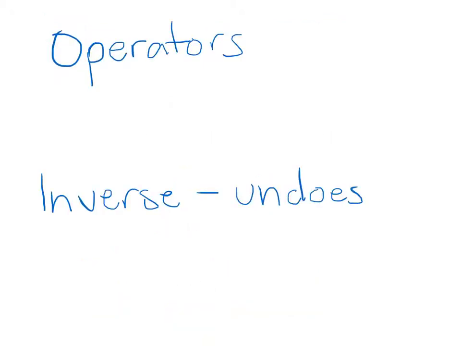Now, operations and inverse operations. Operations, or operators, are just things that we do to numbers and variables. So we can add things, we can minus, we can times, or we could divide. These are the 4 basic operators.